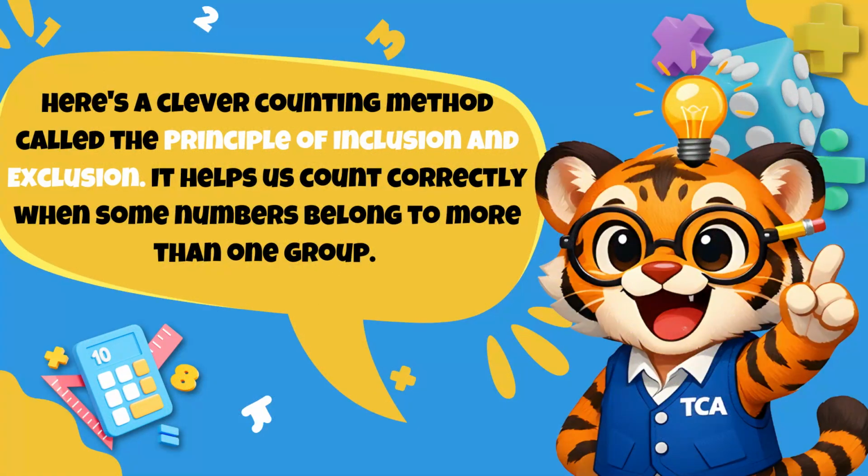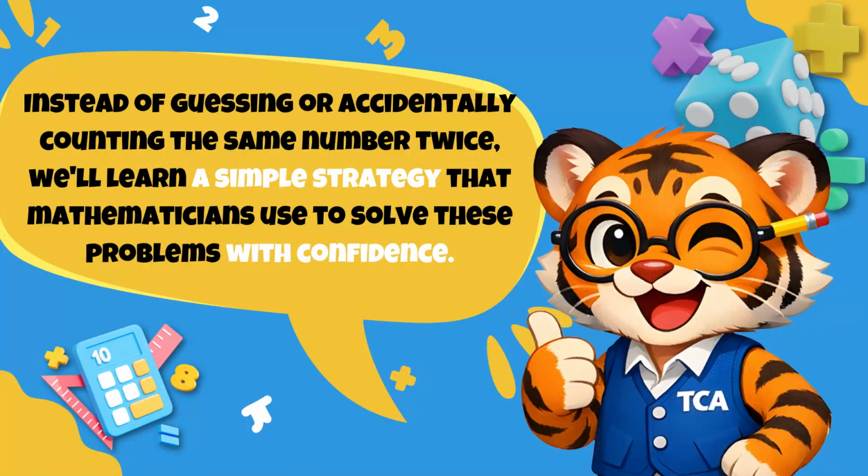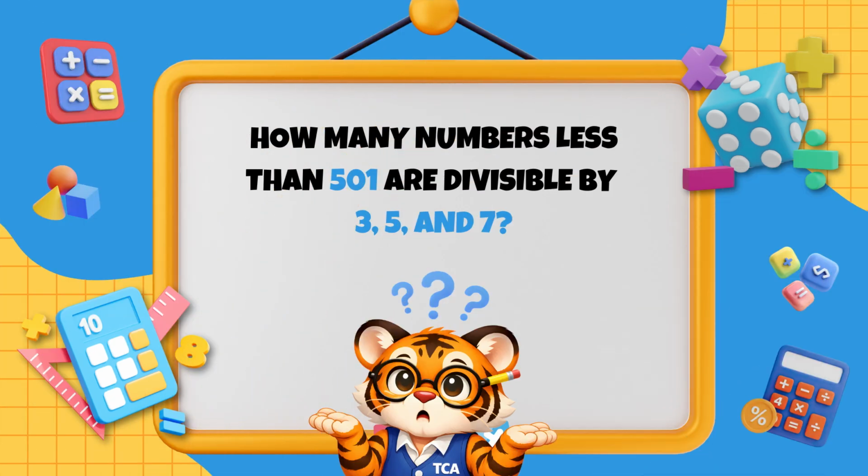Here's a clever counting method called the principle of inclusion and exclusion. It helps us count correctly when some numbers belong to more than one group. Instead of guessing or accidentally counting the same number twice, we'll learn a simple strategy that mathematicians use to solve these problems with confidence. How many numbers less than 501 are divisible by 3, 5, and 7?